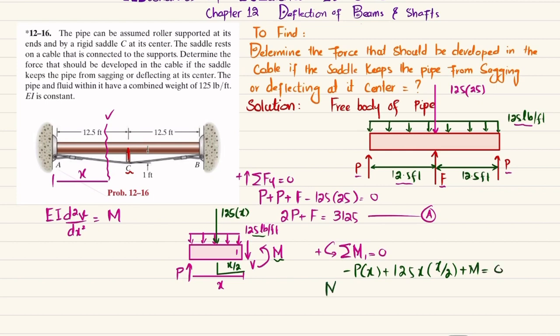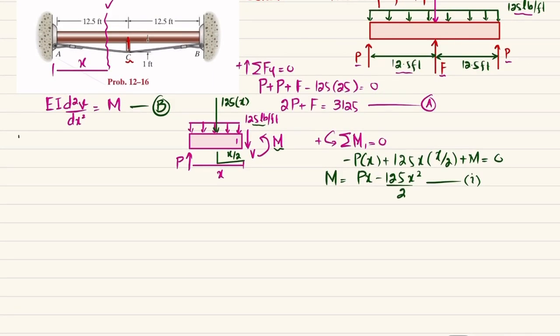So from here you will get this moment will be equal to P into x minus 125 x square over 2. So this is the moment equation. Let this be equation number 1 and this is equation number B. So put equation 1 in equation B.